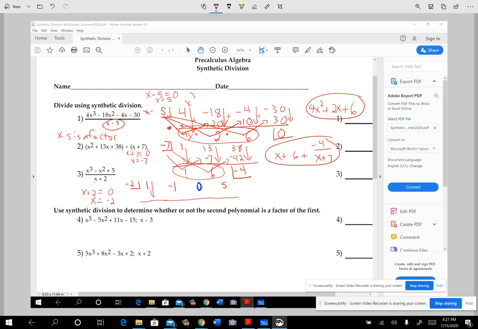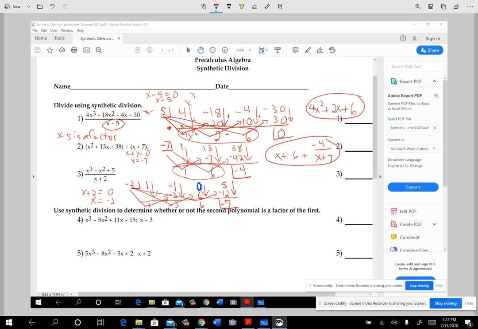All right, so we're going to bring down the 1, multiply, get a negative 2, bring down the negative 3, multiply, and get 6, bring down, add straight down and get a 6, multiply, get a negative 12, go straight down and get a negative 7 there. All right, that negative 7 is your remainder.